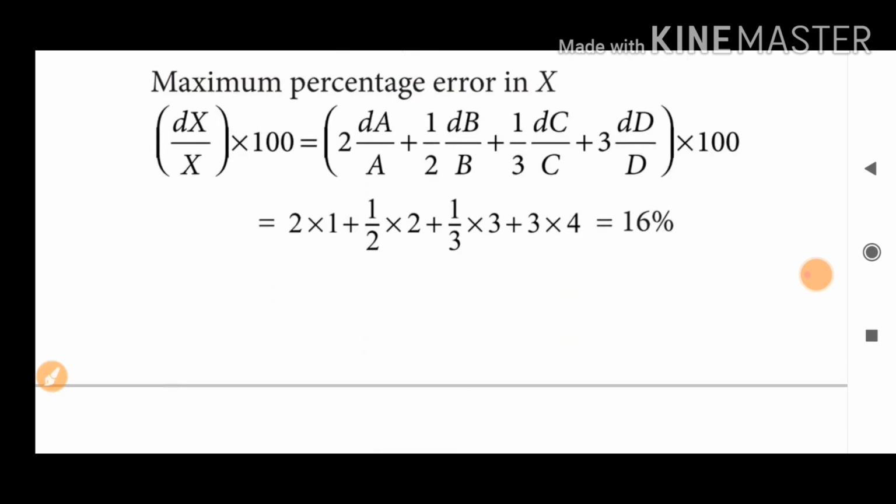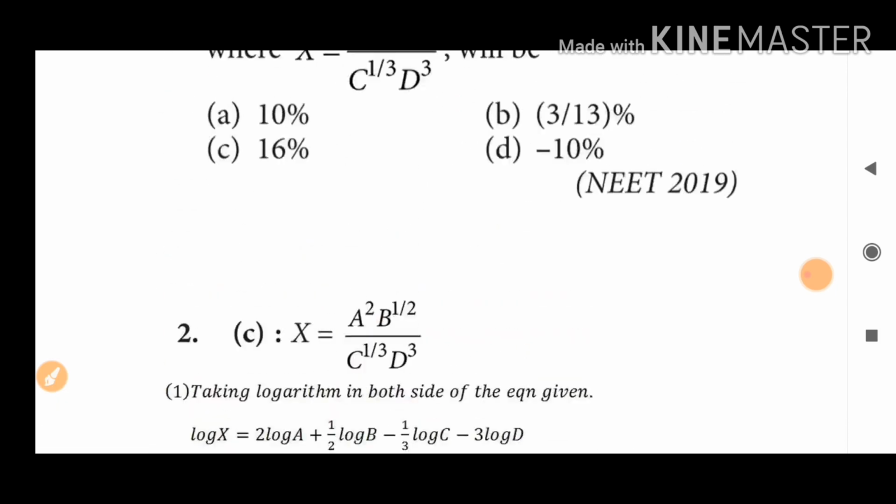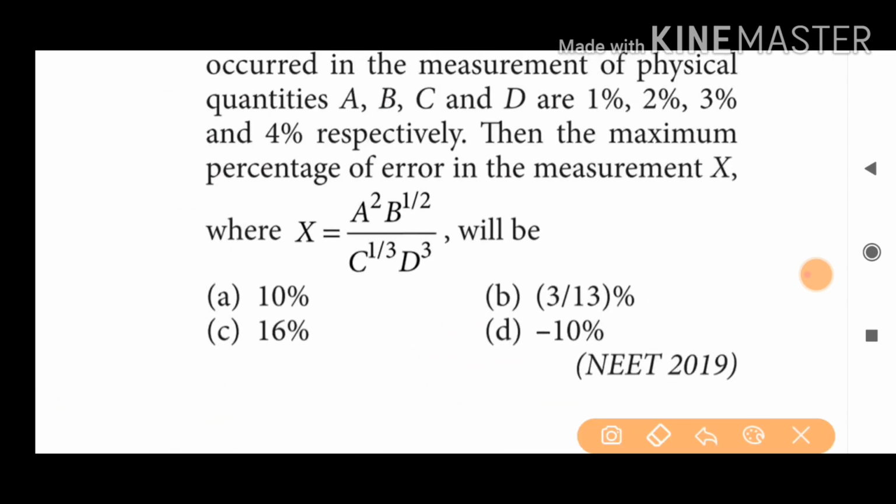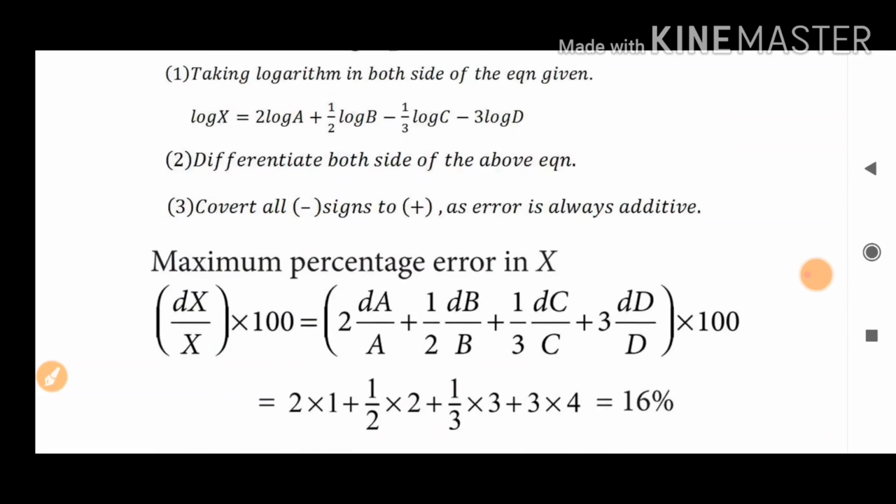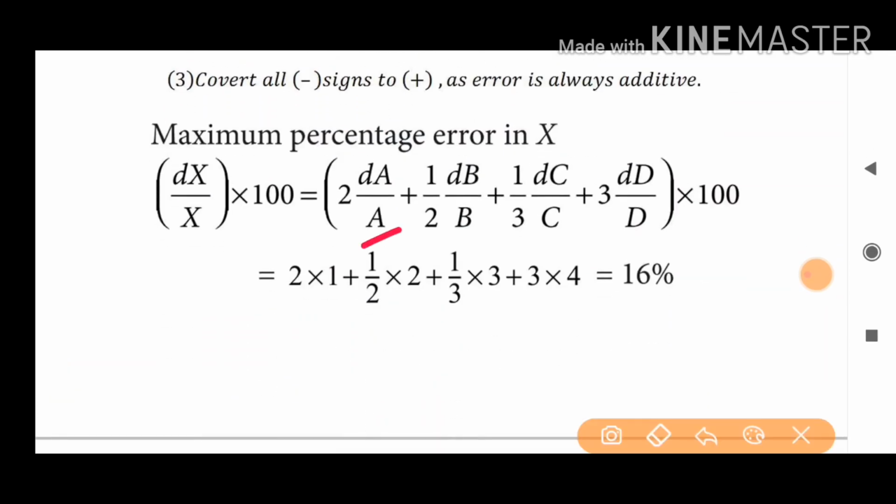Now you have to find the percentage error in the measurement of x. Given the percentage errors of a, b, c, d are 1%, 2%, 3%, and 4% respectively. Now dA over a means 1, dB over b means 2, dc over c means 3. That is given. Percentage error of c is 3, percentage error of d is 4.